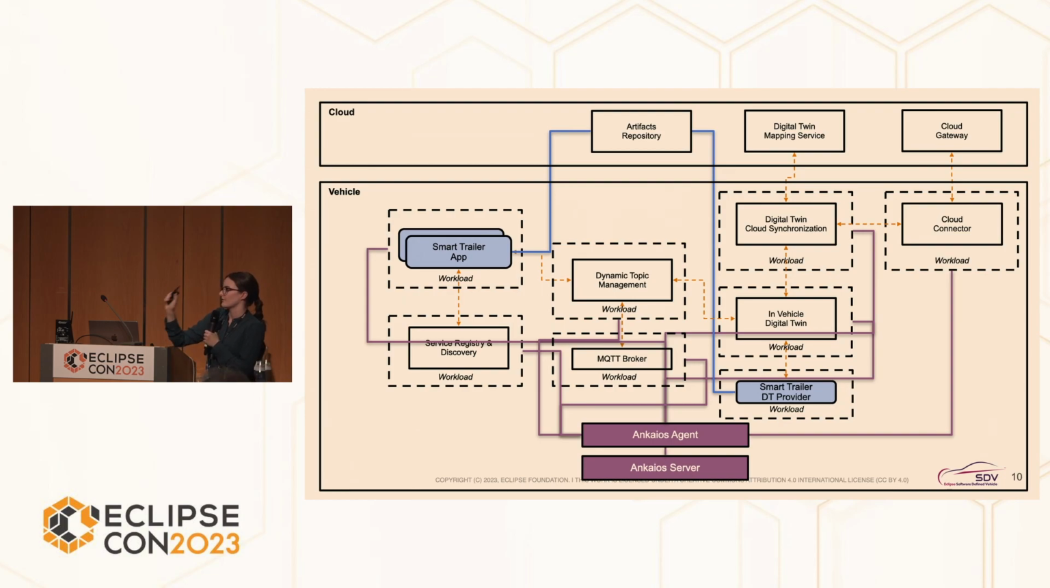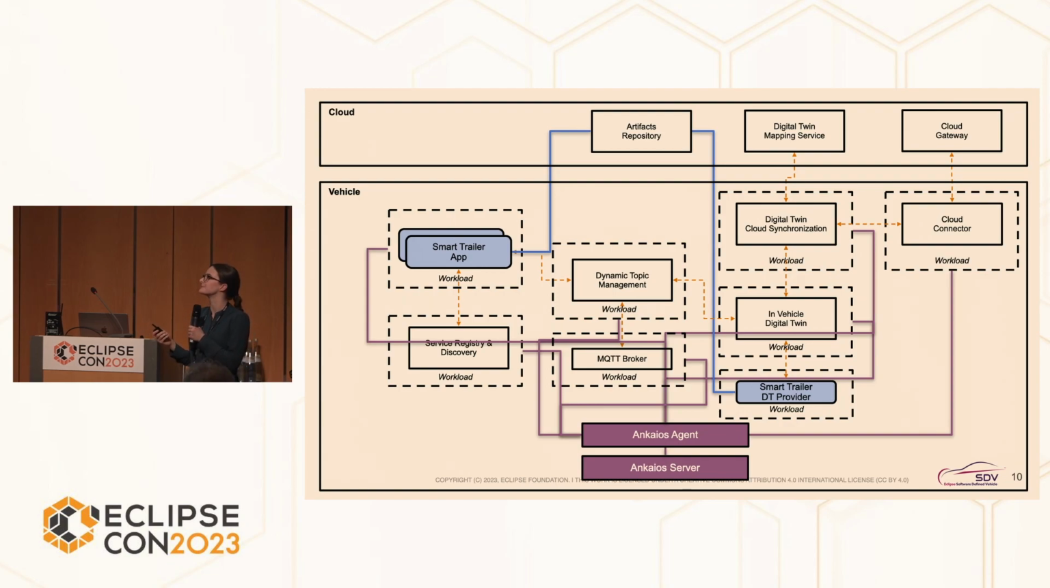Now, in order for the smart trailer app to consume those signals, we have a couple other applications that help us out. So the dynamic topic management system, which is Agemo, along with an MQTT broker, or any messaging broker, but in this case we're talking about an MQTT broker. And Agemo allows for dynamic messaging topic management. So, for example, if you want to say, I want to receive this signal at a certain frequency, you can do that with Agemo. And that could be beneficial for saving resources, for example.